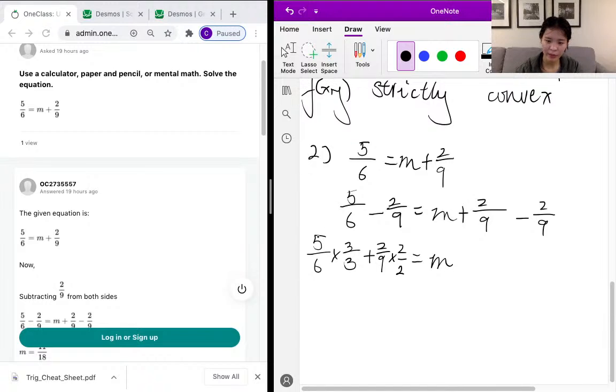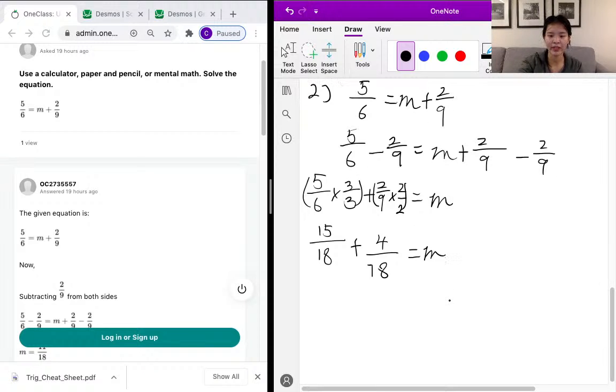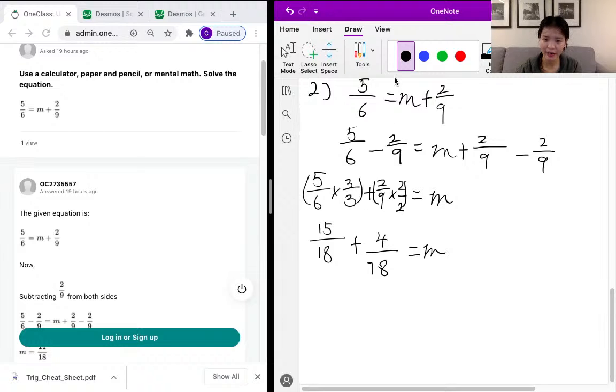Okay, and then we just do our product calculation here. So on the numerator we have 5 times 3, which is 15. On the denominator we have 6 times 3, which is 18. For our second product, on the numerator we have 2 times 2, which is 4. On the denominator we have 9 times 2, which is 18. So on the left-hand side of our equation, we have 15 over 18 plus 4 over 18. Or sorry, I wrote down the sign wrong. It is minus. So on this step we have minus. So on the next step we also have minus.